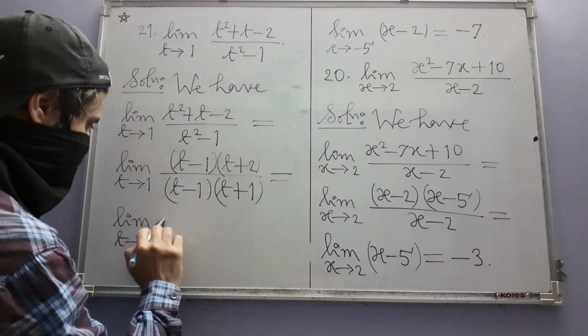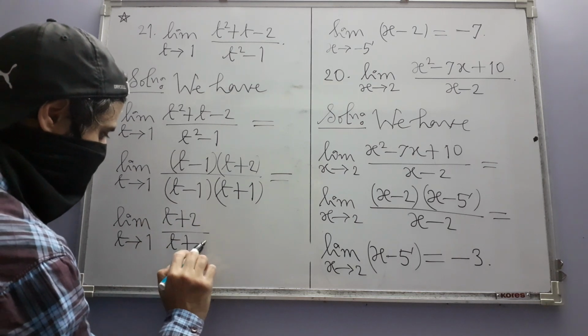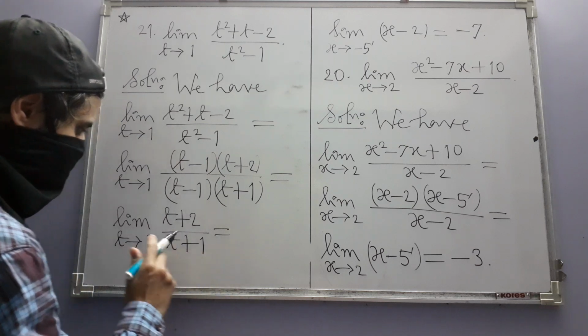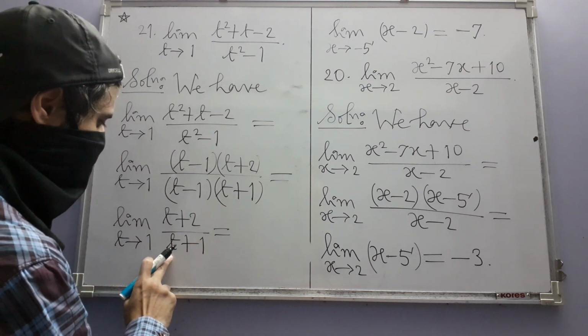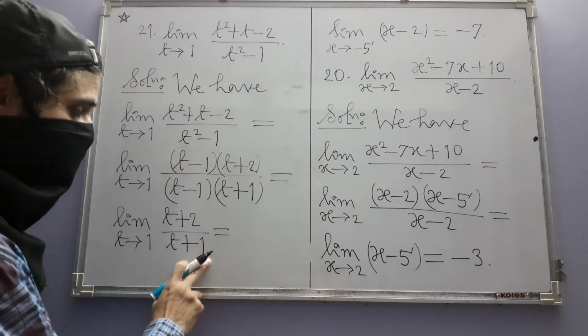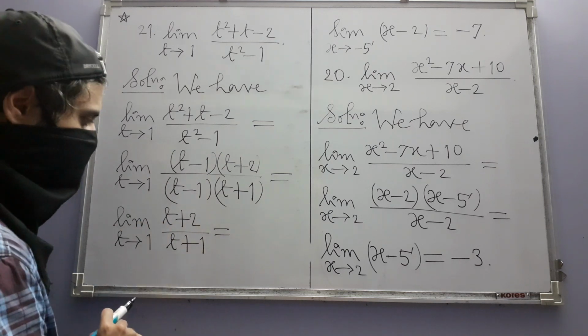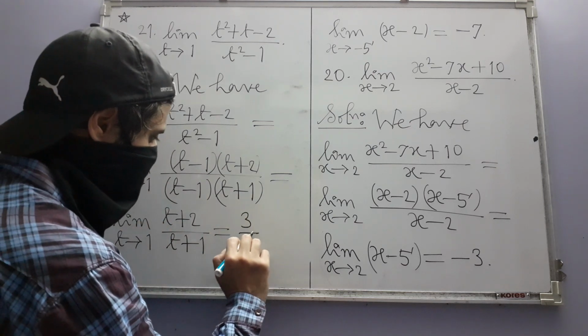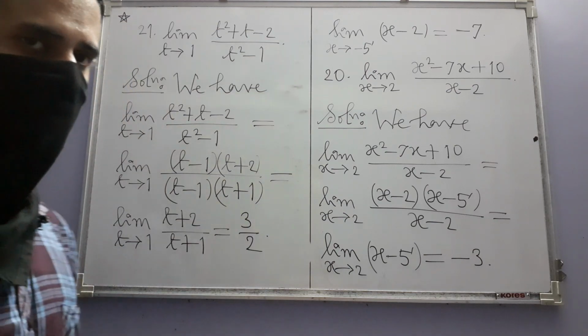So after the cancellation, we have t plus 2 over t plus 1. But now we can just use our quotient rule, because the limit of the denominator is not 0. In fact, it is 2. And the limit of the numerator is 1 plus 2, 3. So that means the answer is 3 over 2, or 1.5.